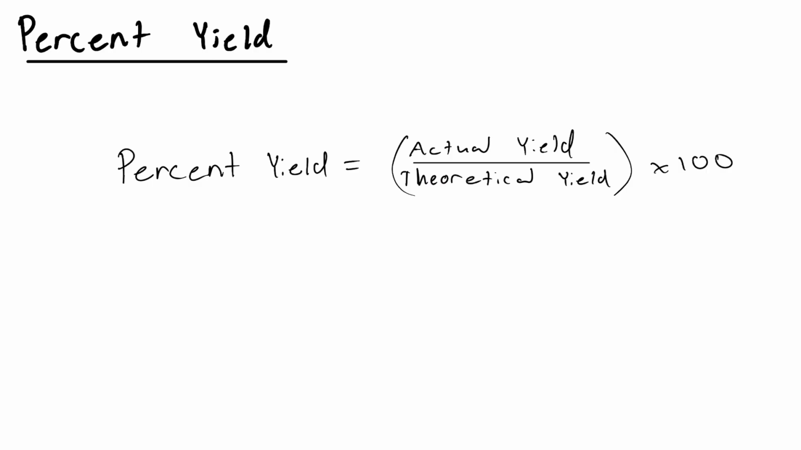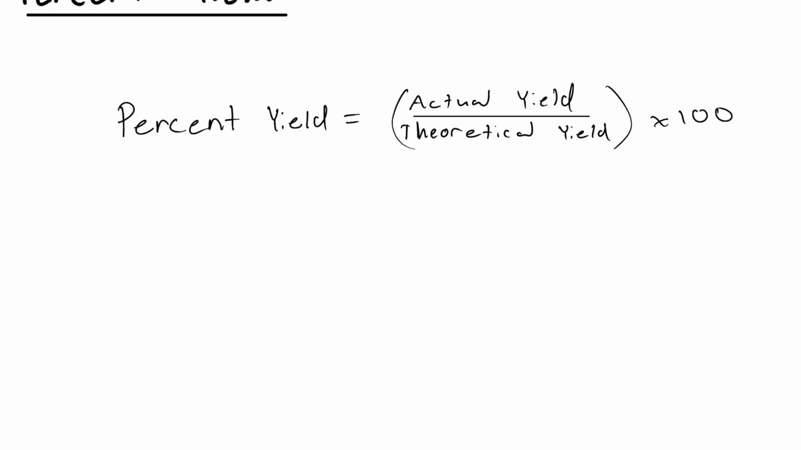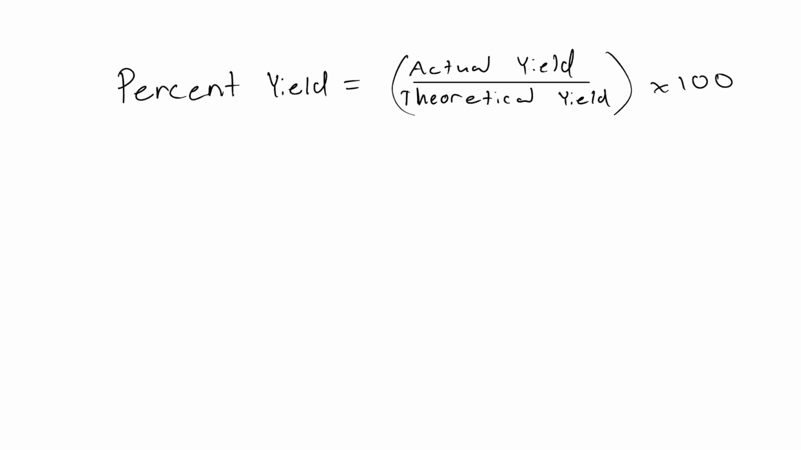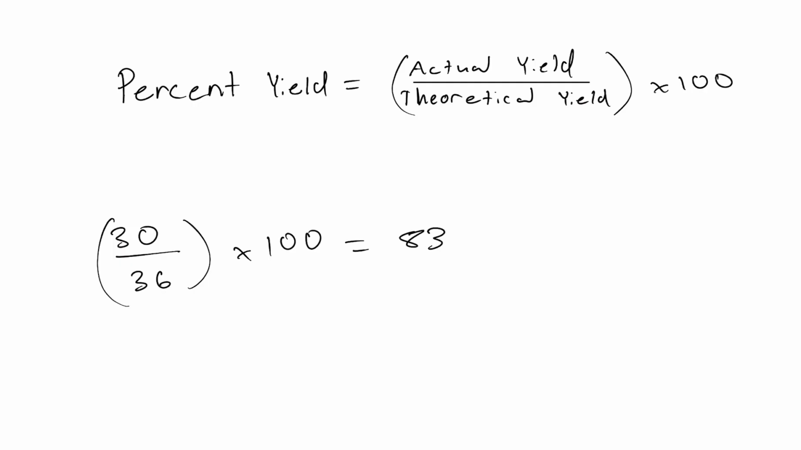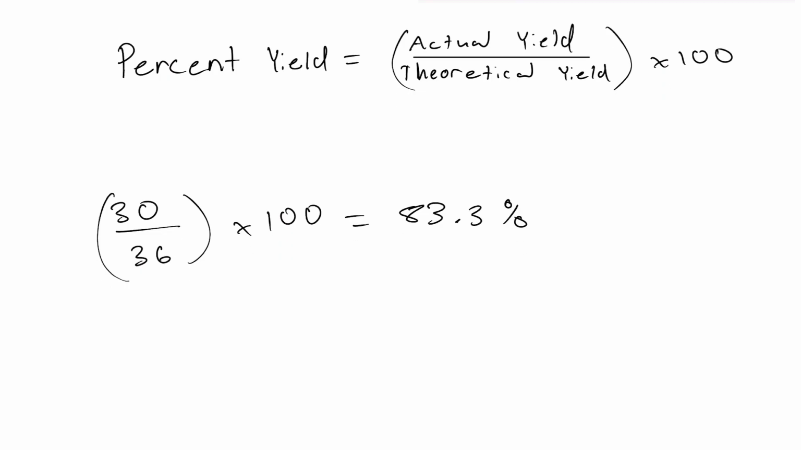So to calculate it, here I have it written out. Percent yield is what you got over what you expected times 100. So let's try a problem. Let's say you calculated the theoretical yield of water to be 36 grams, but in the lab you only collected 30. What you would do is you would go 30 over 36 times 100, which in this case would be equal to 83.3%.